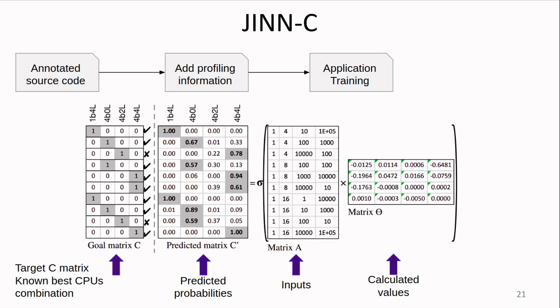And at last, we have here our matrix of predicted probabilities, which is basically obtained by the multiplication of matrix theta by our training matrix here. We also apply an activation function on the results. So basically here on the predicted probabilities, we have the probability of each configuration being the best one for that specific input, and we take the one with the highest value here and use that to define the best configuration for our application for that specific input.